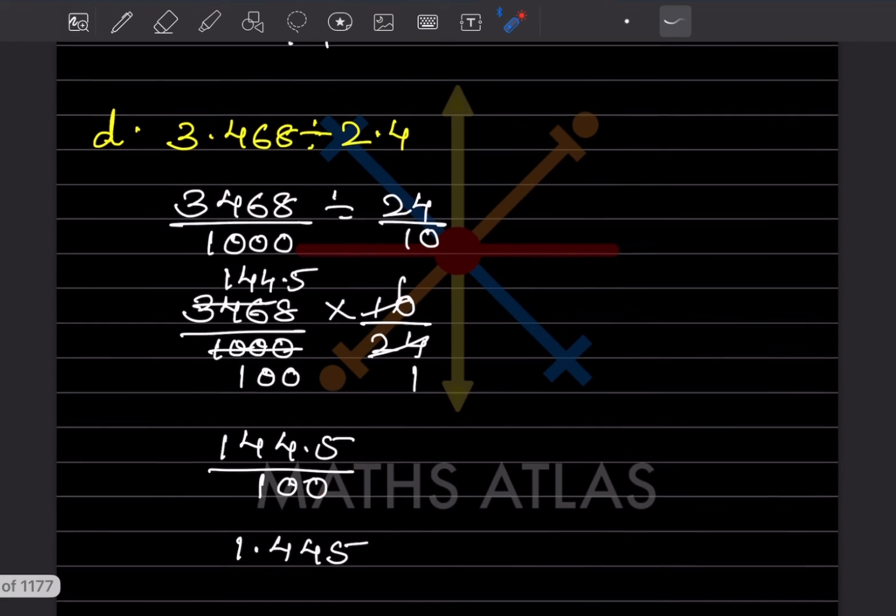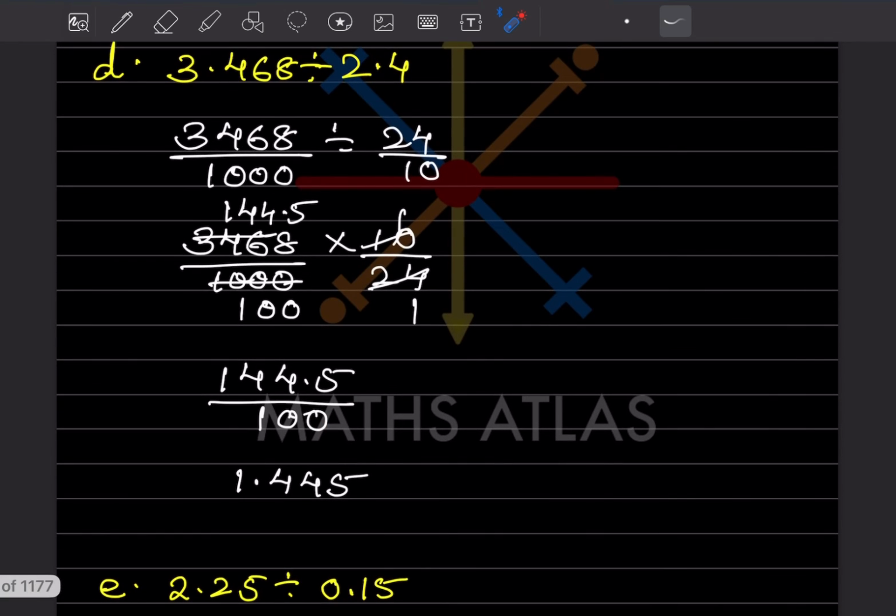So in this case, what we can do, there are two zeros and there is a decimal over here. So we can go backwards till 2. Here already there is a decimal, go backwards 2. So the decimal is going to switch here. So that will be 1.445 because it is divided by 100. So be careful with this step.